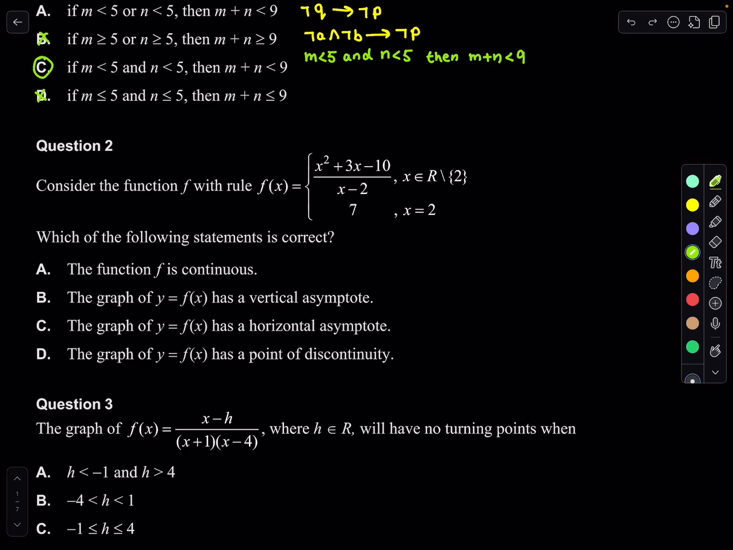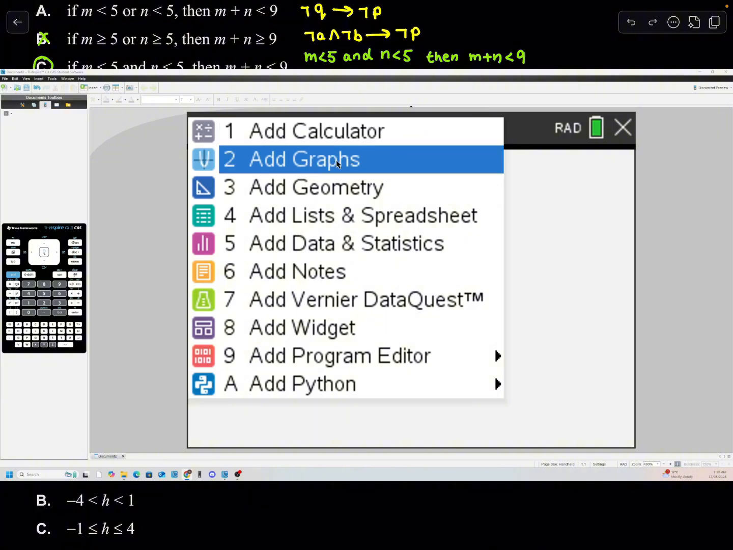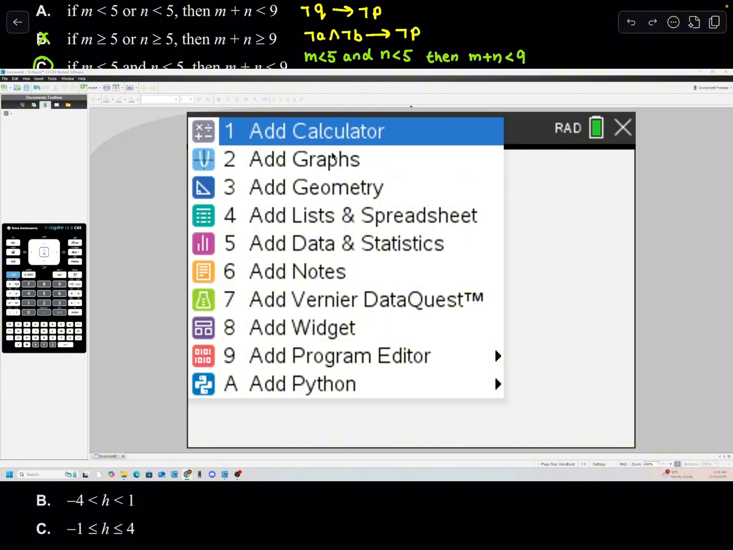Consider the function f with this rule. Okay, f of x is this, where x is an element of reals, and we have 2. Okay, which of the following statements is correct? Now, one other thing about this is just graph it using your CAS. Let's have a graph of it. Let's go to our graph and graph it. So let me open up add graph.